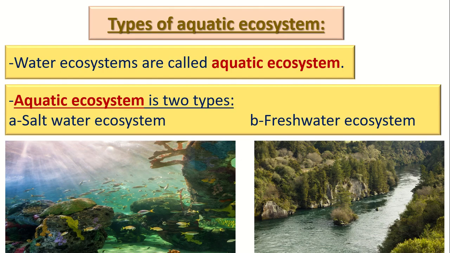Let's go! Today we are going to talk about aquatic ecosystem. The word aqua means water, so anything that starts with aqua is related to water. So aquatic ecosystem means water ecosystem. The aquatic ecosystem can be classified into two types: salt water and fresh water.